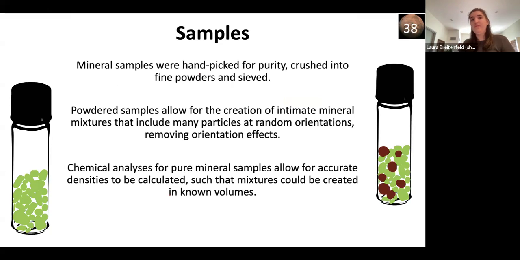So these minerals were each handpicked for purity. They were crushed into fine powders and sieved. The powders were useful to create intimate mineral mixtures, and this allowed particles to be oriented at random positions and reduce the influence of orientation effects in the spectral measurements. Additionally, we did chemical analyses of these pure minerals to understand their compositions and calculate their densities such that the mixtures could be created in known volume percentages.